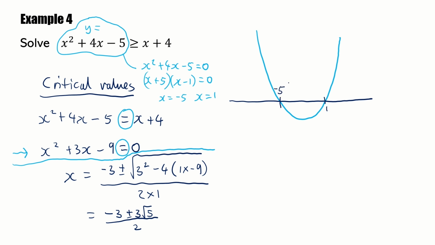And then, of course, also we can draw on the y-axis. We know the y-intercept will be minus 5, and also we know the y-axis happens at x equals 0, which is between 1 and minus 5. So therefore the y-axis will be probably nearer to, well, it's definitely nearer to 1 than minus 5. So we'll draw it about there, and therefore that would be a good way of drawing it.